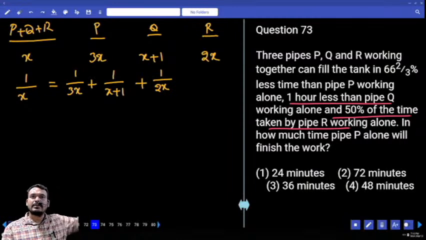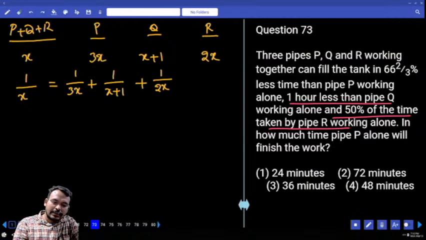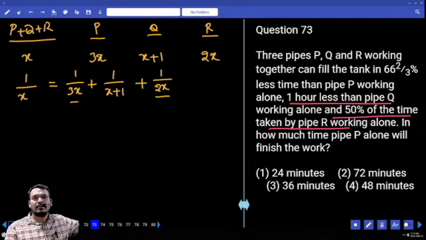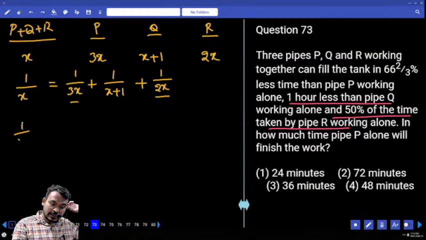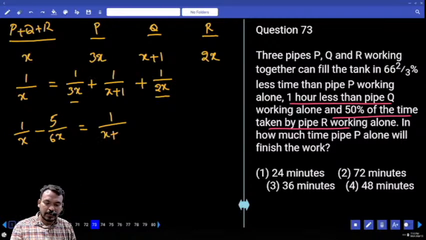Okay, left hand side is the 1 hour work of all the 3 pipes, right hand side is the 1 hour work of each pipe. Are both equal or different? Equal. First to simplify, what is the right hand side? 1 by 3x, 1 by 2x. What is the LCM? 6x. It will become left hand side, 1 by x minus 3x plus 2x. It is 5x or not? 5x by which one? Sorry, 5 by 6x. It is equal to 1 by x plus 1, or not?